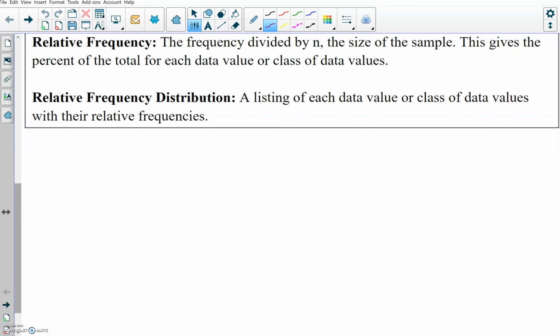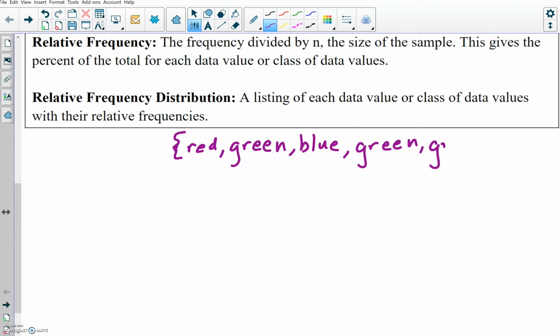So let's take a look at a little example here. And we're going to have these colors, red, green. This is going to be a data set. You might be wondering what the heck that symbol is. I was trying to draw a little squiggle bracket, and obviously I can't draw those good. But you always use set notation when you're listing out your data set. So red, green, blue, then we got another green, and then finally a red.